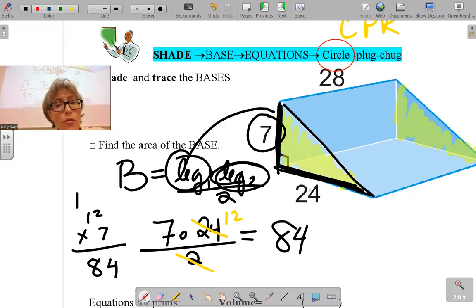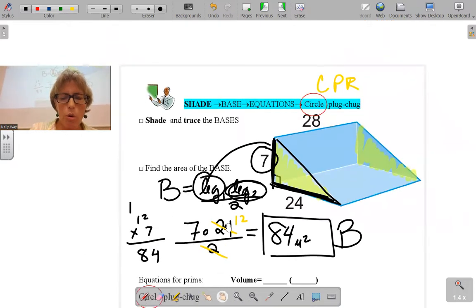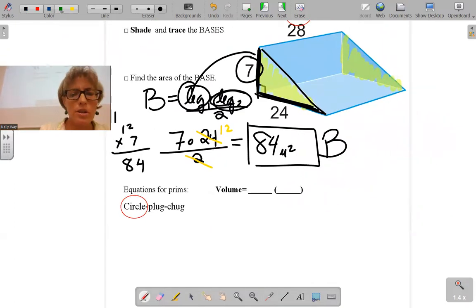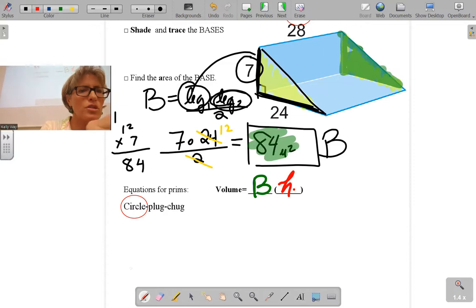So I find that it's 84, and I don't have units here, so I'm just going to write units squared. Box that, put a giant capital B. That is your capital B base. The volume equation is base times the height. We already have our base. You just found it. Your base is the area of one of these triangles, and you already have that. You just found it, so we're just going to pop it in right there.